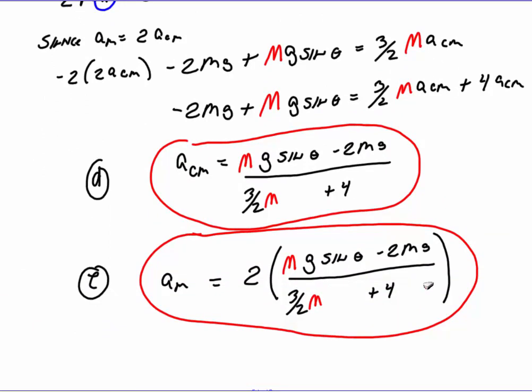All right, so again, all I'm doing is solving for the acceleration of the center of mass here, and you're going to get this equation right here. Now we go back and we know the acceleration of little m is twice this one, so just multiply everything by 2, and you're going to get the correct answers.